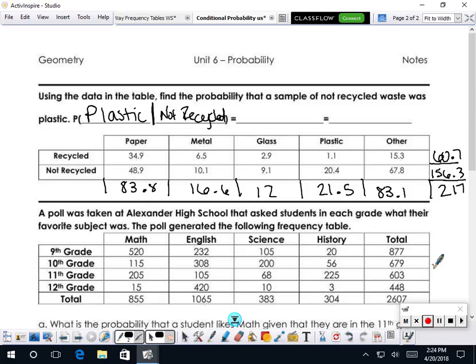All right, so if we are looking for the probability that a sample is plastic given it's not recycled, I want the probability of plastic and not recycled, which is 20.4, divided by the probability of not recycled, which is 156.3.